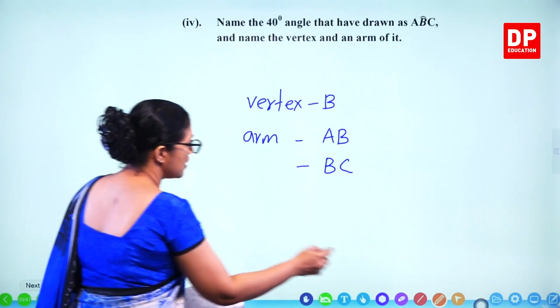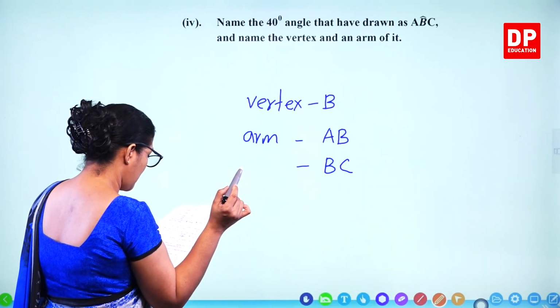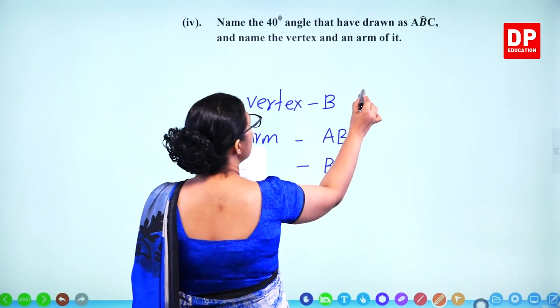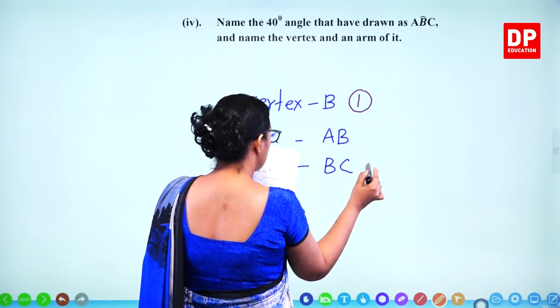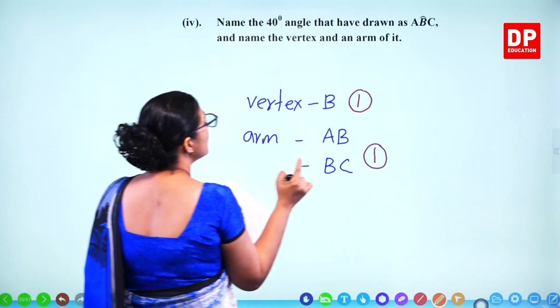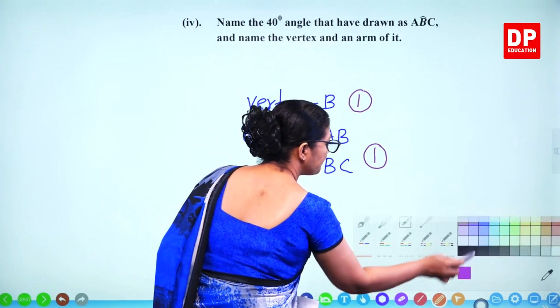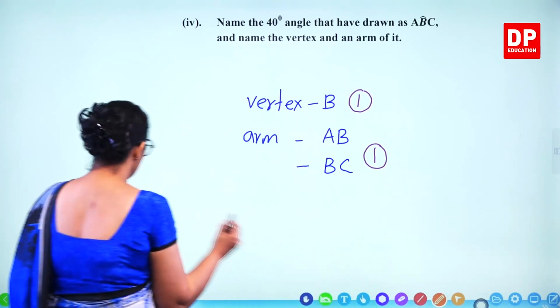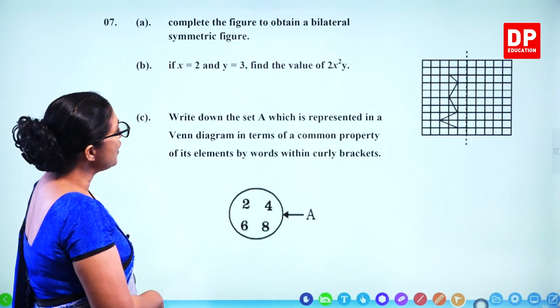So you get how many marks for that? 1 mark for the vertex and 1 mark for this one. So 2. 9 plus 2, 11 marks. Last question in this paper. So you get 3 parts there.